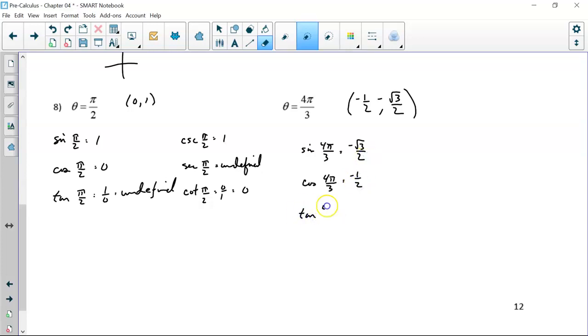And the tangent of 4 pi over 3 is going to be y over x, negative root 3 over 2 divided by negative 1/2. We multiply by the reciprocal, you get negative root 3 over 2 times negative 2 over 1. The 2's cancel. We're going to end up with a positive root 3.